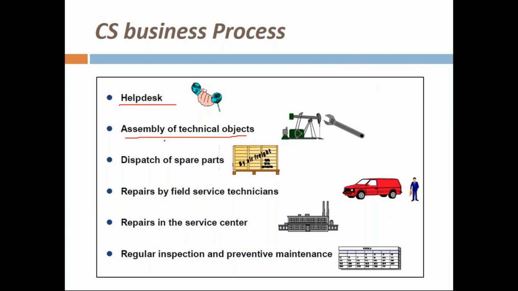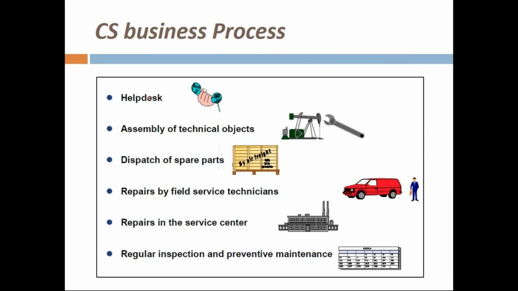Next business process is assembly of technical objects. That means, let's say you purchase a TV. Once you purchase it, normally after delivering the product, they will send a technician for the installation. Nowadays most of the companies do free installation, but some companies even for installation will charge some amount. So how to do that installation activity in the SAP system, we will understand. This is the second business process.